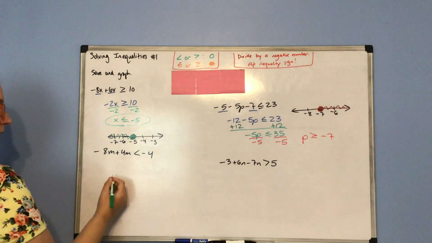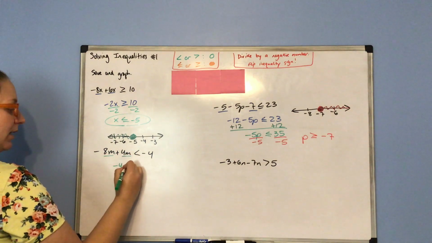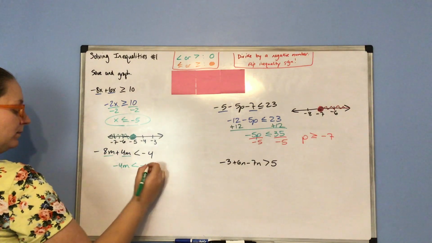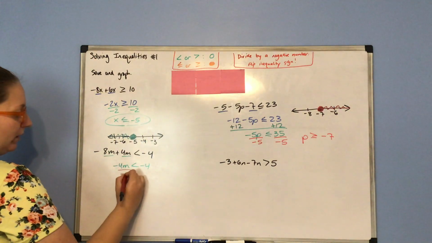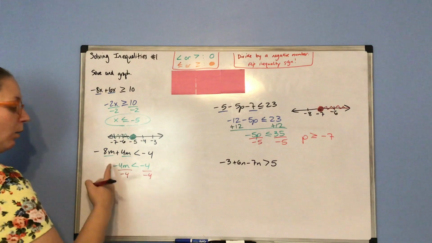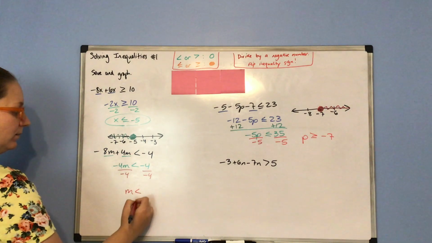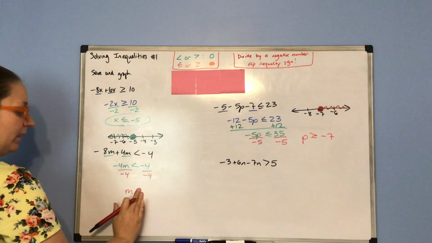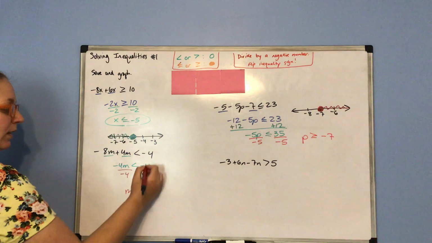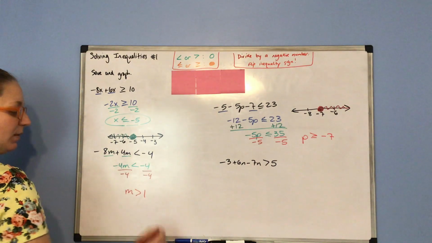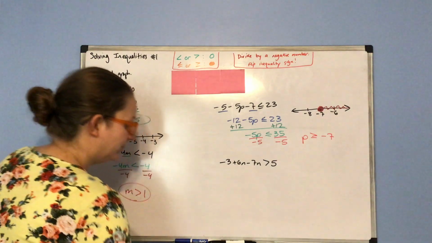This one right here, I need to combine my like terms. Negative 8 plus 4 is negative 4m. And then I need to divide by the number in front of m. Once again, I've divided by a negative. My inequality sign, I already messed that up. My inequality sign, I divided by a negative, flips around. Negative 4 divided by negative 4 is positive 1. So I get m is greater than positive 1.